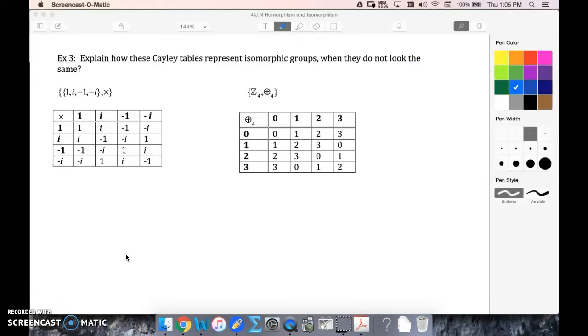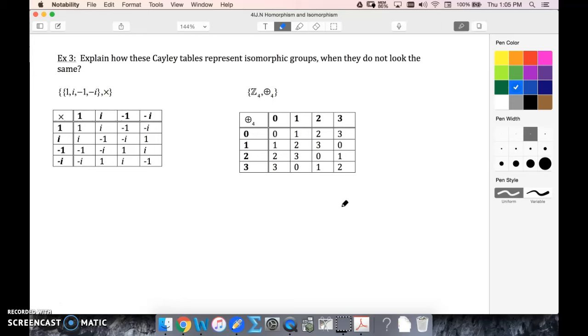Right, so in this one, we're thinking back to that investigation that you did and how we've got two groups that we can say have the same structure even though they don't look the same. So notice this first group, we've got multiplication over 1, i, -1, -i, and over here we've got our integers mod 4, and addition mod 4. So I've got different results in my tables. Yeah? So on first appearance, they don't look the same.